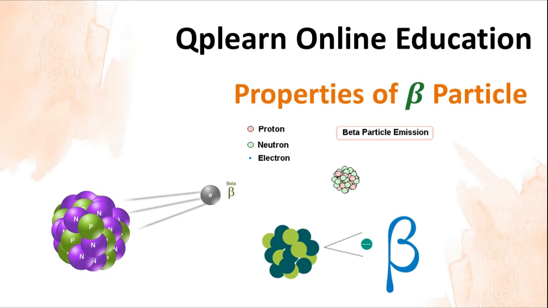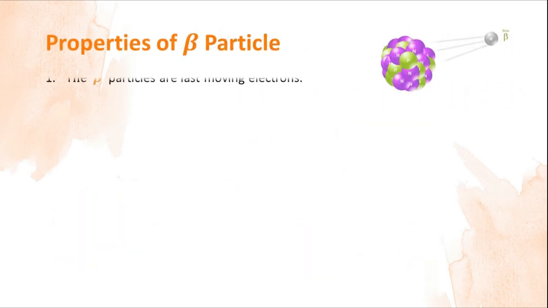Now we will go for the properties of beta particle. Now we will see one by one. The first one is that the beta particles are fast moving electrons. You know that electrons are present inside the atom, revolving around the nucleus. So beta particle represents, or is similar to, fast moving electrons.